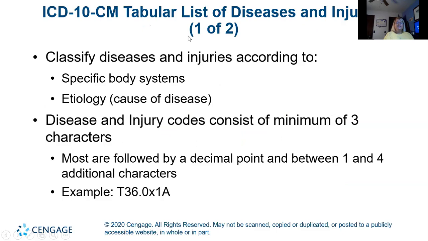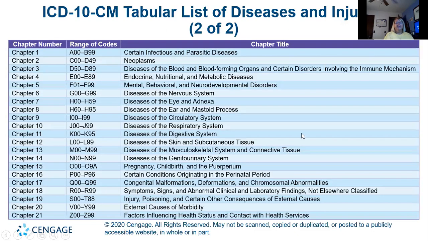All right, classification of disease and injury according to specific body systems and the etiology or cause of the disease. Disease and injury codes consist of a minimum of 3 characters. Most are followed by a decimal point, and then at least 4 more characters after that. And this here is an X, and I'm going to talk about that in a little bit, but that is a placeholder, and we'll talk about how to put that placeholder in there.